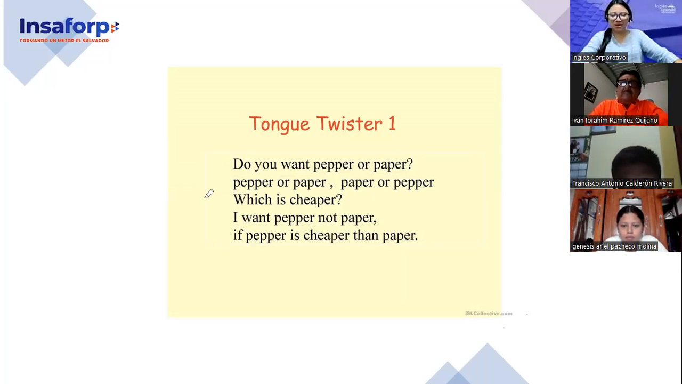One more time. Do you want pepper or paper? Pepper, paper, paper, pepper. Which is cheaper? I want pepper, not paper, if pepper is cheaper than paper. Slow, now slow. Do you want pepper or paper? Which is cheaper? I want pepper, not paper, if pepper is cheaper than paper. Right. Okay.